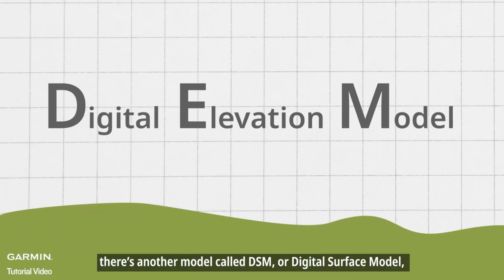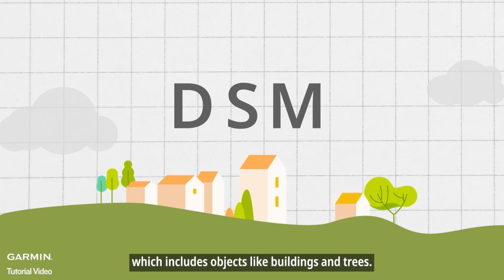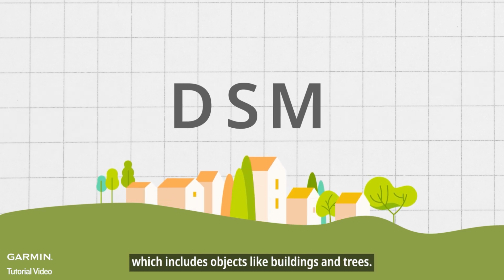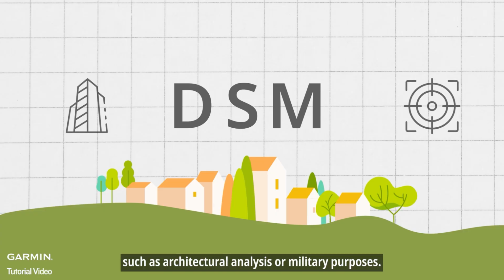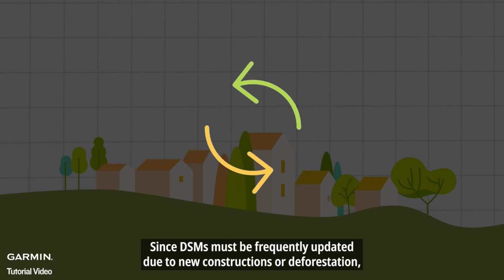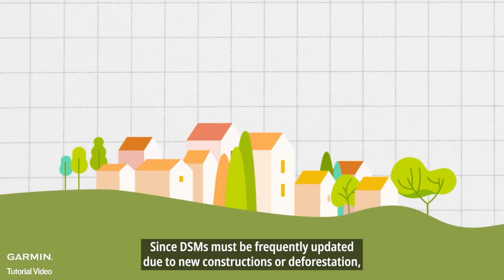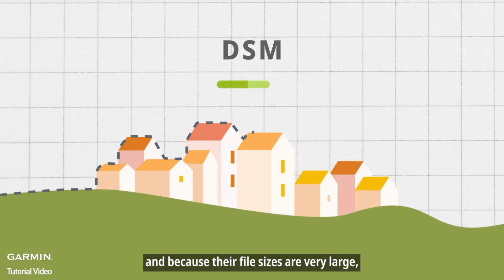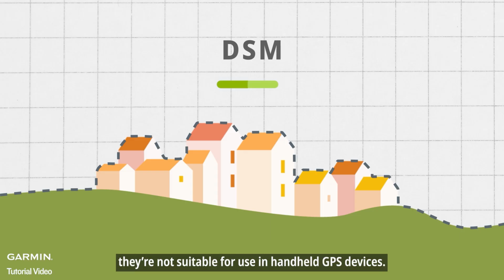Compared to DEM, there's another model called DSM, or Digital Surface Model, which includes objects like buildings and trees. DSM data is mainly used for applications such as architectural analysis or military purposes. Since DSMs must be frequently updated due to new constructions or deforestation, and because their file sizes are very large, they're not suitable for use in handheld GPS devices.